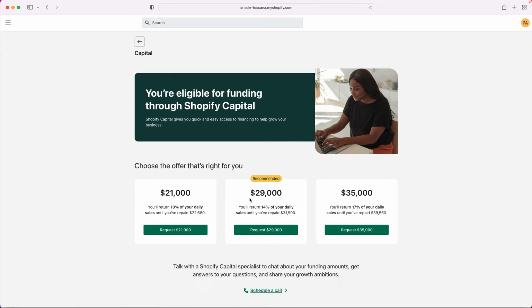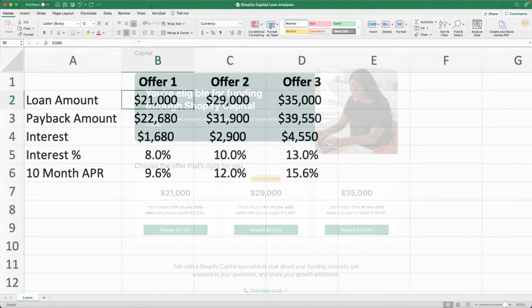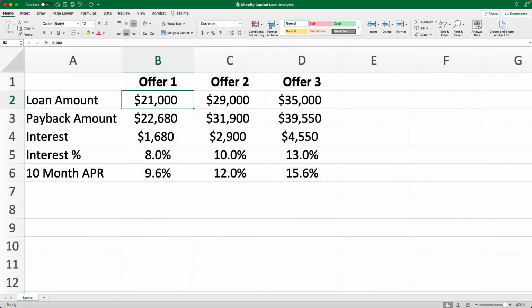If you want to go ahead and proceed with the loan, you click on the request button and go through the process. But let's break down the numbers and see what this means. All right, let's break the numbers down. So I've got my loan amounts, I've got my payback amounts, and I've calculated the interest for each of those offers. And then I've calculated what the interest as a percentage of the loan amount would be.